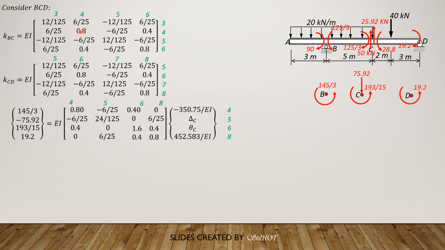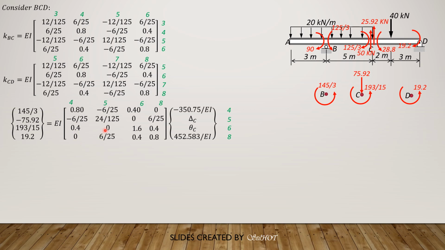So 4, 4 is 0.8, and there's no other 4, 4 here. So 0.8. Column 5, row 4 is negative 6 over 25. And there's no other 5, 4. Then we have 6, 4, which is 0.4 here. Then 8, 4: there's no 8, 4, so 0. Then copy this row into this column here.